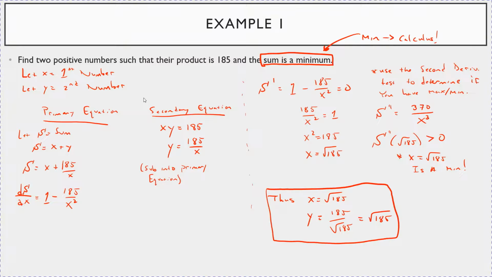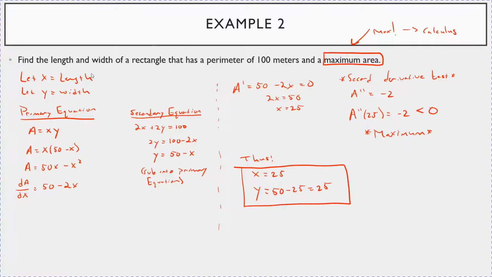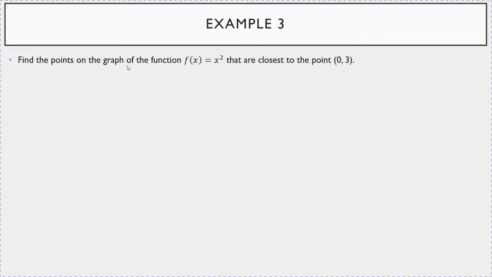So the first example here was finding the product of two numbers such that the sum is a minimum. This one was maximizing area given some perimeter constraint. And now let's try this one here. Let's find the point or points on the graph of the function f of x is equal to x squared that are closest to the point 0, 3.